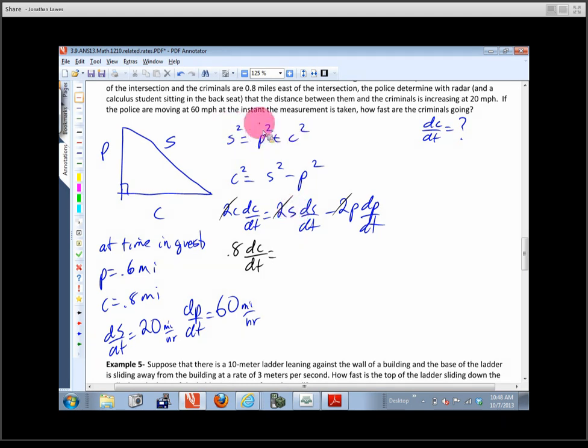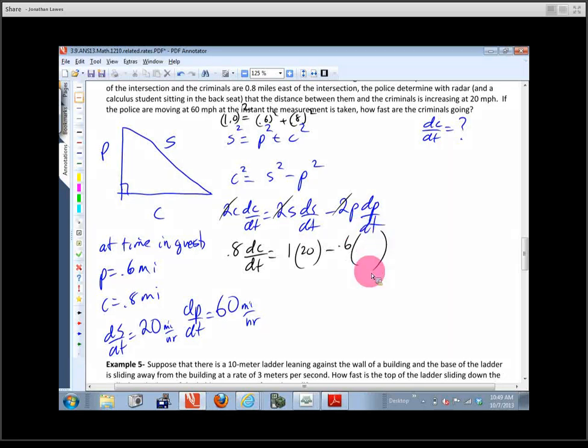Pythagorean theorem. This would be 0.6 squared plus 0.8 squared. And if you've been paying attention, do you recognize these? Made this work out pretty nicely. This is a 3-4-5 triangle. This is 3/5. This is 4/5. So this would be 5/5. This would be 1. Okay, so we know S is 1. And dS/dt is 20. And then this is going to be minus P, which is 0.6.